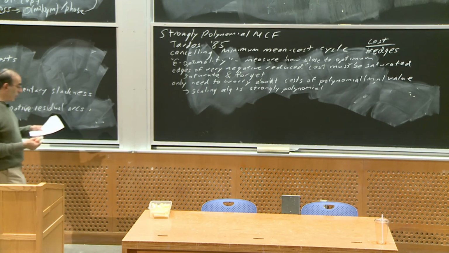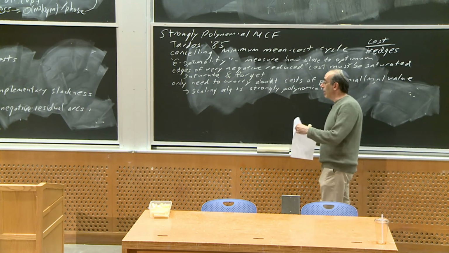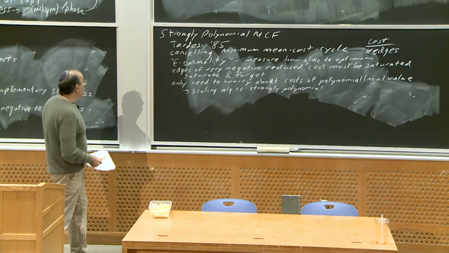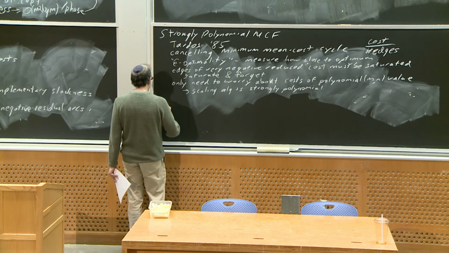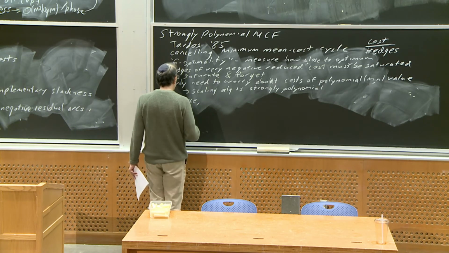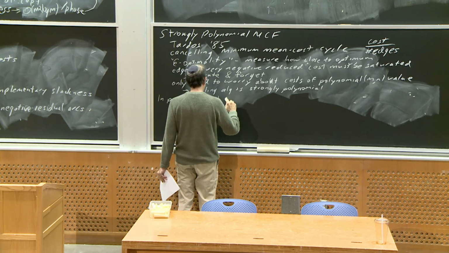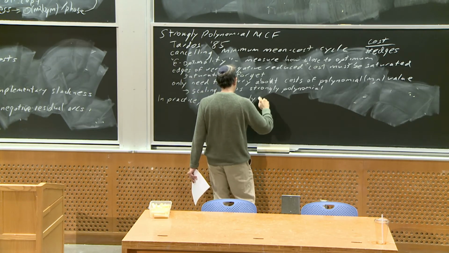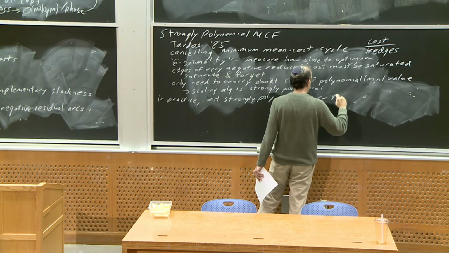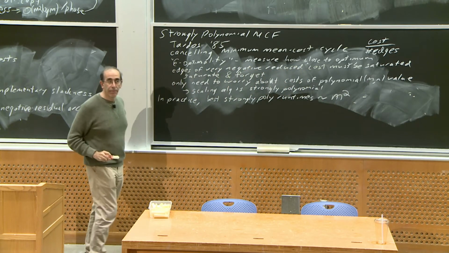Okay? So if you want to go find out about how to get a strongly polynomial min-cost flow algorithm, you can read about this work from Tardos. In practice, just to finish up the story, the best strongly polynomial running times are around m squared, similar to the bounds that we already found with scaling.